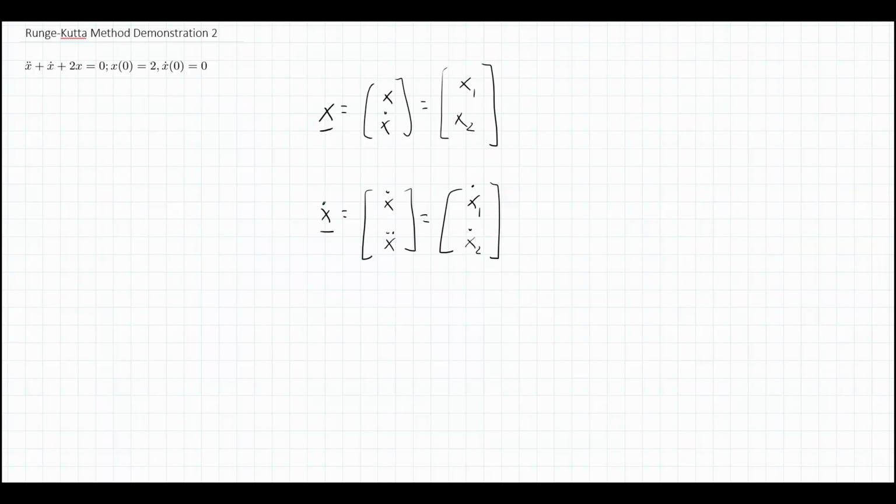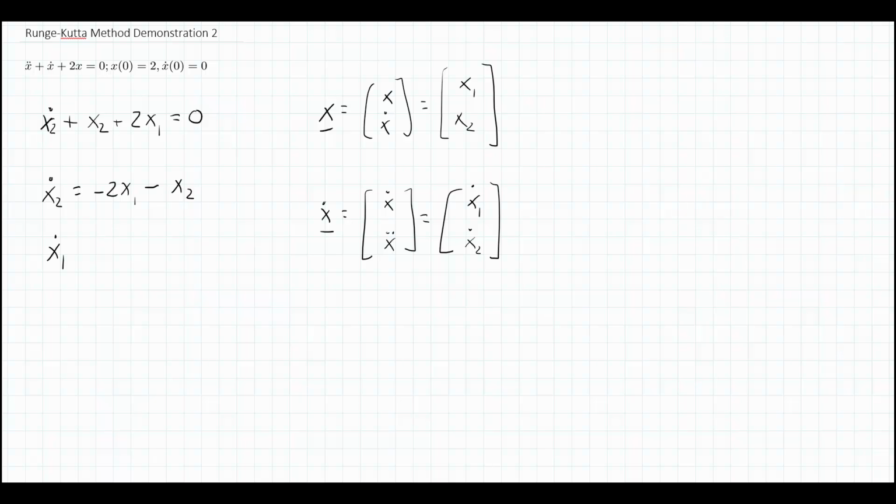So let's replace this original expression with our state variable expression. I have an x double dot that I have to express as x2 dot, plus x dot, I'm going to call that x2, plus 2x, so 2x1, equals 0. Right, I have only one derivative term. I want to isolate that, so x2 dot equals, I have to move this to the right-hand side, negative 2x1 minus x2. All right, that is my first state derivative term.